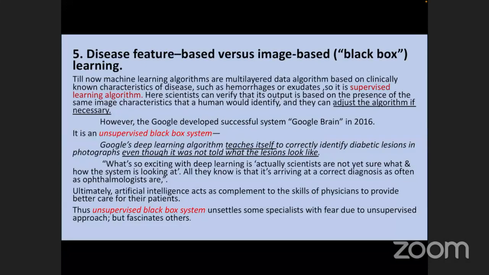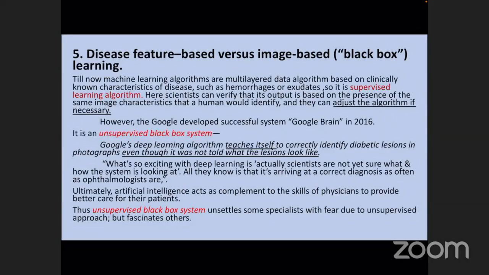Okay, now it comes to the most important part of artificial intelligence, which is called disease feature-based versus image-based, that is, black box learning. We should know this in detail. Till now, machine learning algorithms are multi-layered data algorithms based on clinically known characteristics of diseases such as hemorrhages or exudates. So it is a supervised learning algorithm. Here, scientists can verify that its output is based on the presence of the same image characteristic that a human would identify, and they can adjust the algorithm if necessary.